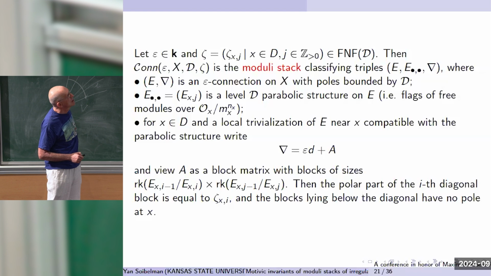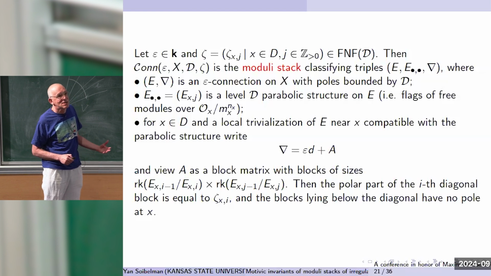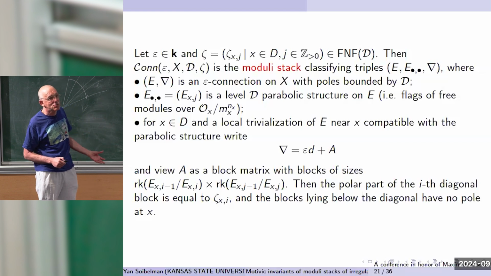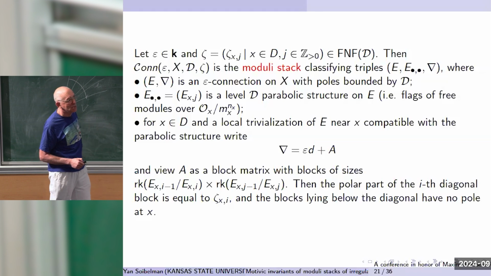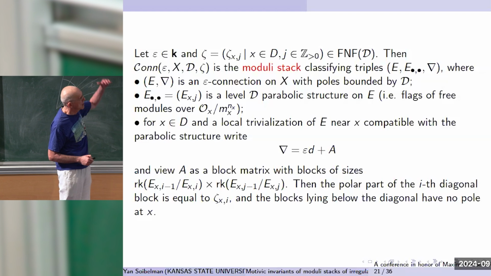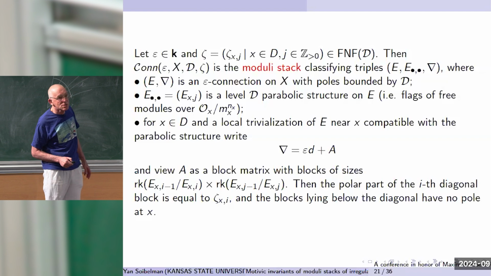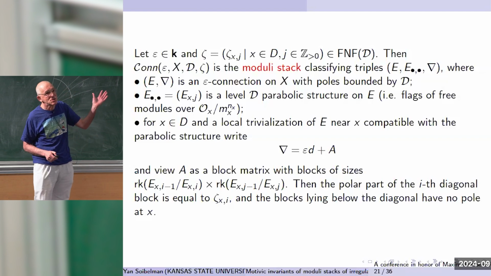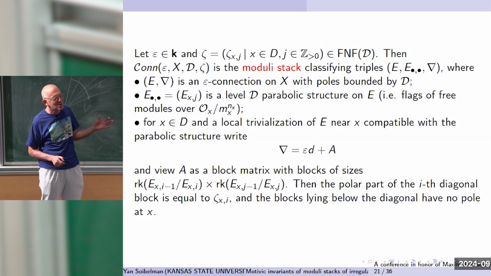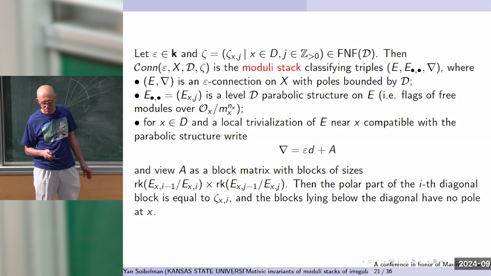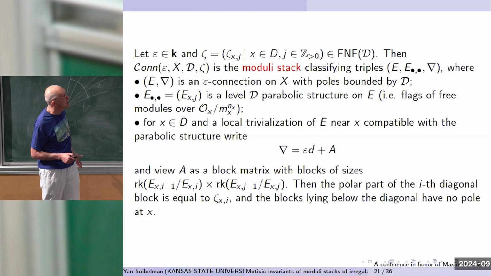It's a certain normal form. It's a negative Laurent polynomial, or if you would like, you can consider negative Puiseux, but then you have to go to the universal cover, a finite cover. And the blocks below the diagonal have no poles, which means that modulo non-singular, our singular part is upper triangular. So that's a definition of the stack.